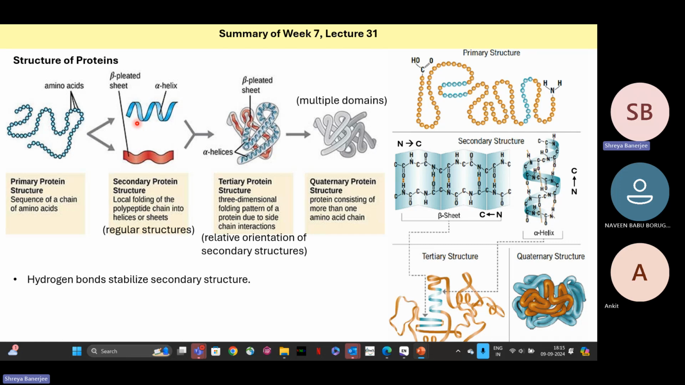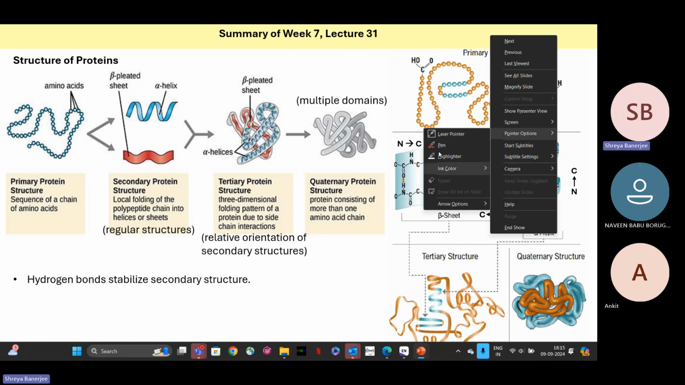It can form an alpha helix, or it can form a sheet-like molecule. We'll look into the details of this in just some time. Then it is called a secondary structure. Basically, in secondary structure, there is local folding of the polypeptide chain. So if you look, this is the alpha helix. In the alpha helix, there are hydrogen bonds. There is a hydrogen bond between CO and NH of the I+4 and I residues.